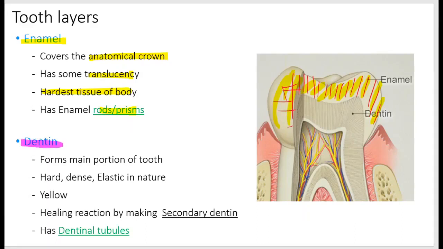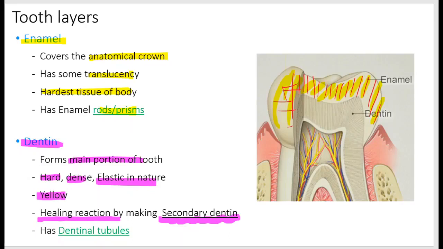Dentin forms most of the main portion of the tooth, as we said, because it covers the tooth on the crown and on the root part. It's hard and dense and also has some elasticity. Its color is yellowish. That's the main color, again, that reflects through the enamel. Dentin actually can heal itself in some conditions by creating a secondary dentin. So we'll talk more in depth about that later on.